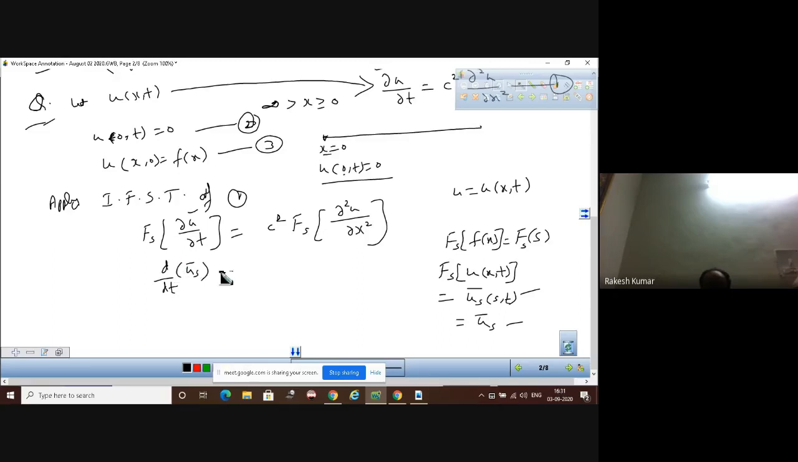So that would be c square. We will use the derivative method as we have used in the Laplace transform. This is the second order derivative term, so we will start with s u(0,t) minus s square u s bar. You always start with s and you go up to the order of the derivative we have. The derivative is of the second order, so we will go up to s square. So that is d u s bar by dt. What is u(0,t)? u(0,t) is 0.